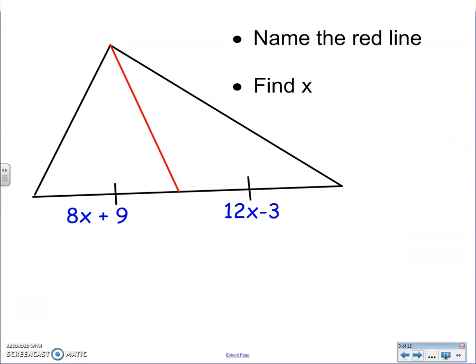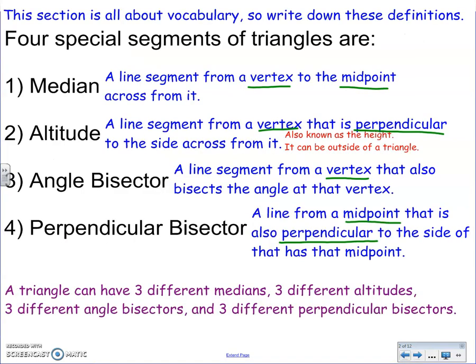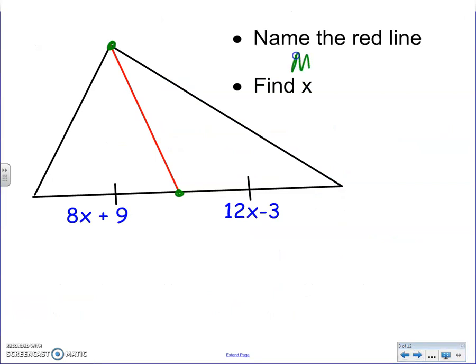Name this red line. Well, this red line starts from a vertex up here, and it ends at a midpoint. We know it's a midpoint because of these 2 marks right here. If you have vertex, midpoint, those 2 things define one special segment. Vertex, midpoint is the first one, median. So this is a median.